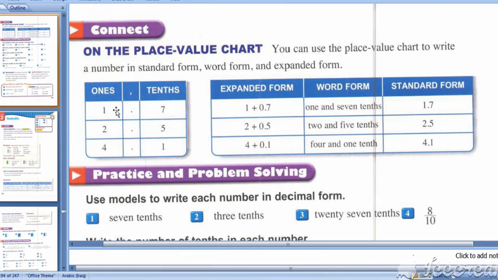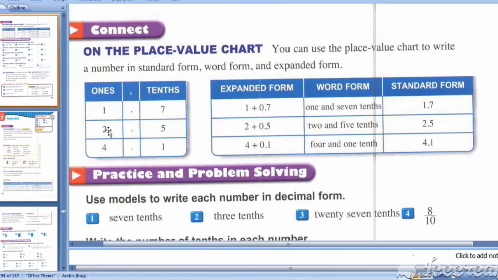Now if you want to write the expanded form for 1.7, write 1. So 1 is ones. Just write 1 and put plus. After that we have 7, so 7 is tenths. Write 0.7. You can also know it another way. We have just 1 digit after the point, so put 1 zero. And by word form write 1 and 7 tenths, and by standard form write 1.7.